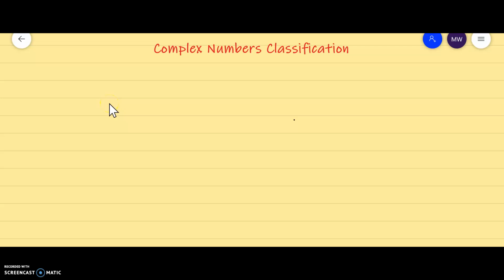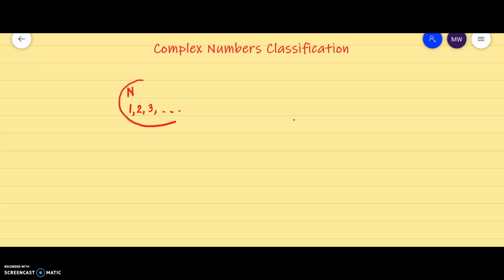Hi, so today we are going to talk about how complex numbers are classified. In the previous classes or grade levels, we have learned so many ways to classify numbers. The basic one, the first one that we start off with, is natural numbers. The set of natural numbers starts with 1, 2, 3, etc., and it goes on and on.